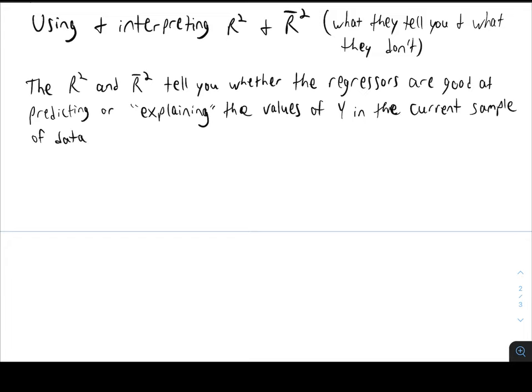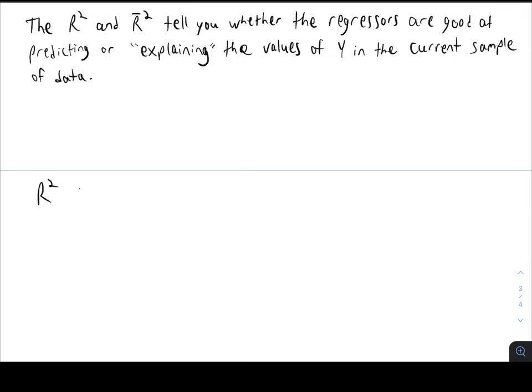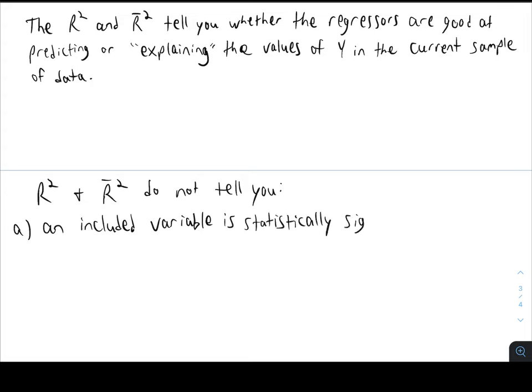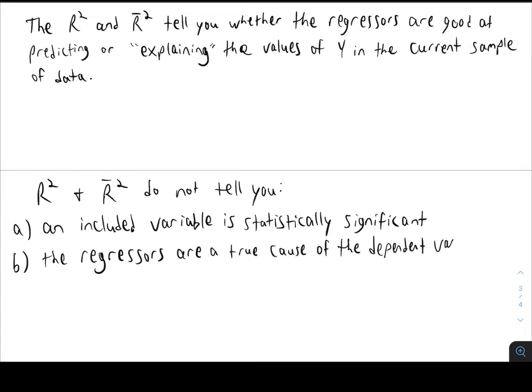R squared and adjusted R squared do not tell you if an included variable is statistically significant. If you want to find out if a variable is statistically significant, you would just do a t-test. Next up, they do not tell you if the regressors are a true cause of the dependent variable. Remember that correlation is necessary for one variable to cause another, but it's not sufficient. It's not enough. We need a mechanism.